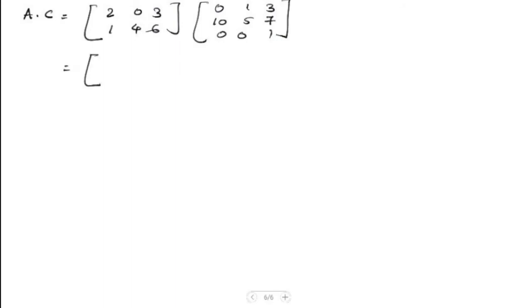If you multiply these 2, again we go with the first row and first column now. So 2 times 0 plus 0 times 10 plus 3 times 0. And then we go with the first row and second column now. So here we have 2 times 1 plus 0 times 5 plus 3 times 0.